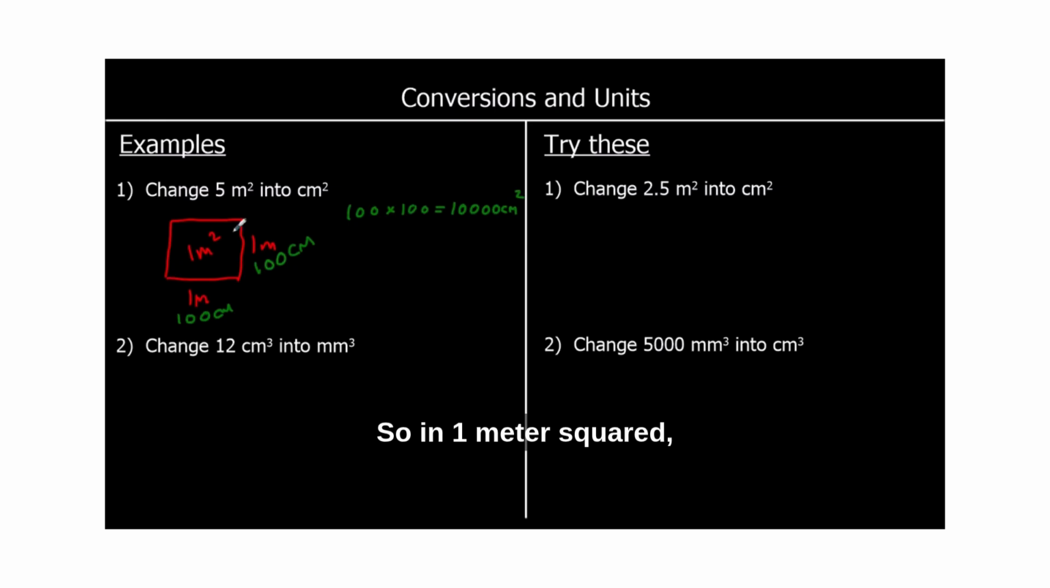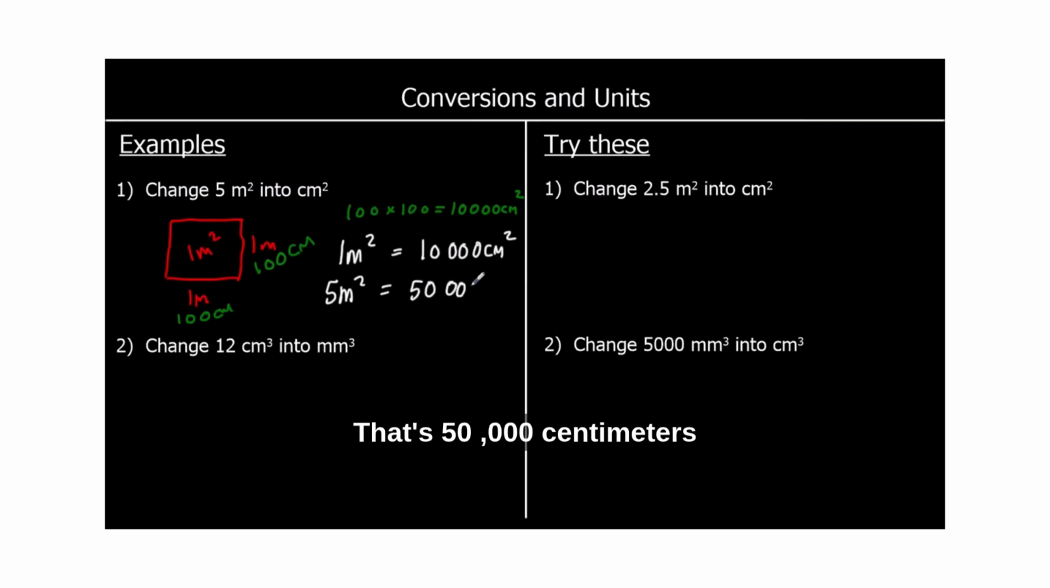So in 1 meter squared, in a square 1 meter by 1 meter, we can fit in 10,000 centimeter squares. So little squares that measure 1 centimeter by 1 centimeter. We can fit in 100 across and 100 up. So 1 meter squared is 10,000 centimeters squared. So what's 5 meters squared? That's 50,000 centimeters squared.